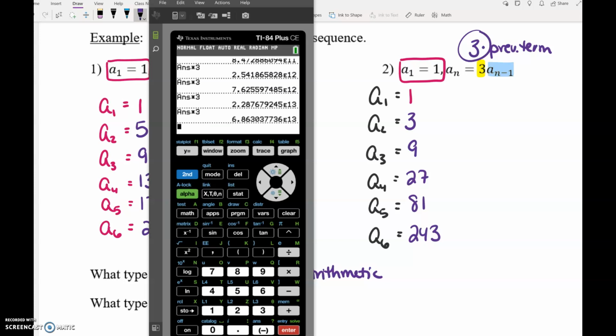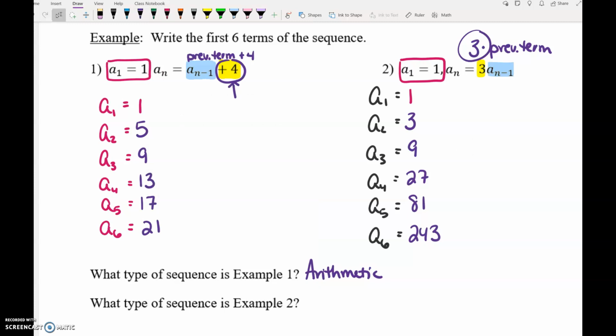Yeah, I totally did. Anyway, so I honestly kind of love recursive rules because they don't require a whole lot of thought. You just have to look through here and figure out what's the pattern. Once you figure out the pattern is times 3, just times 3, times 3, times 3, times 3, done. What type of sequence is example 2? If we multiplied by 3, it is a geometric sequence.